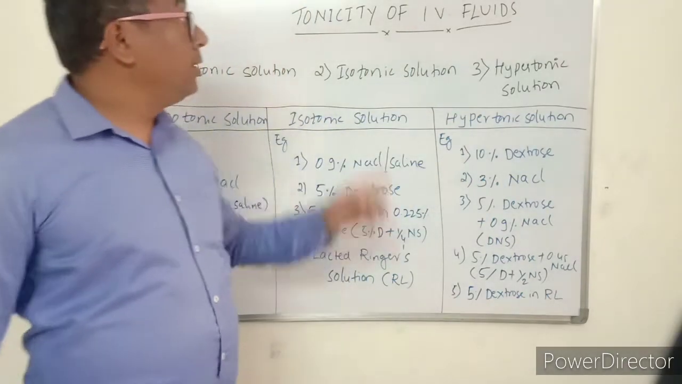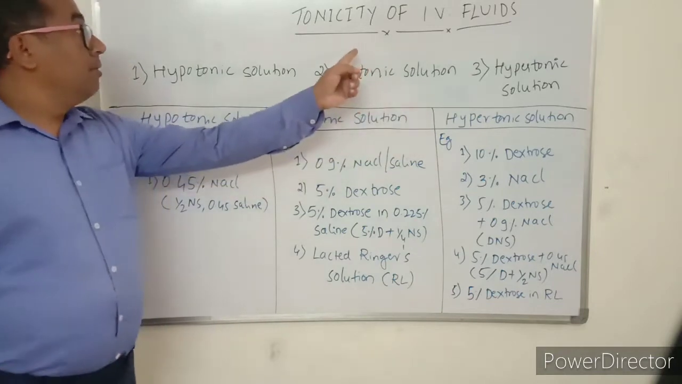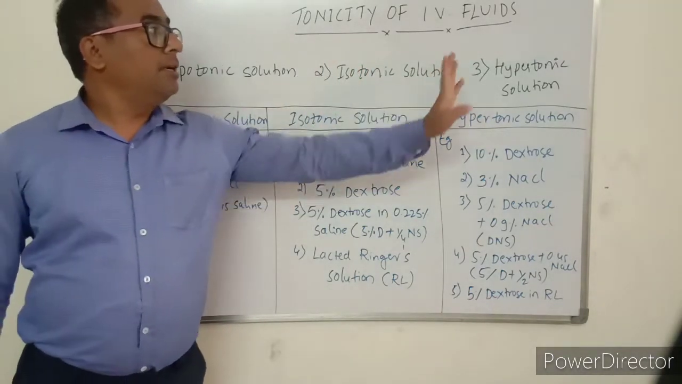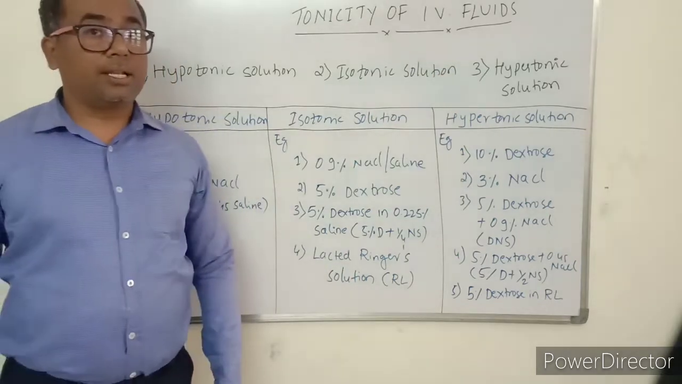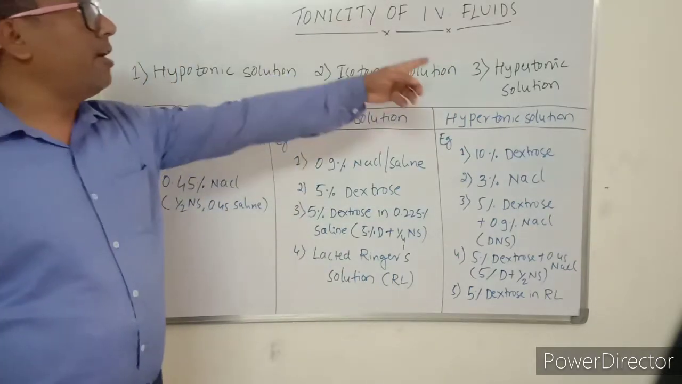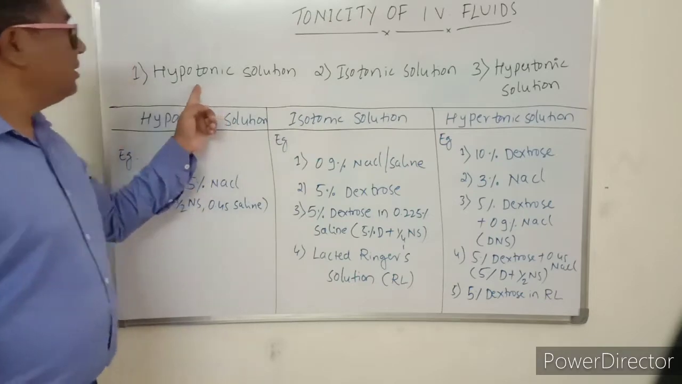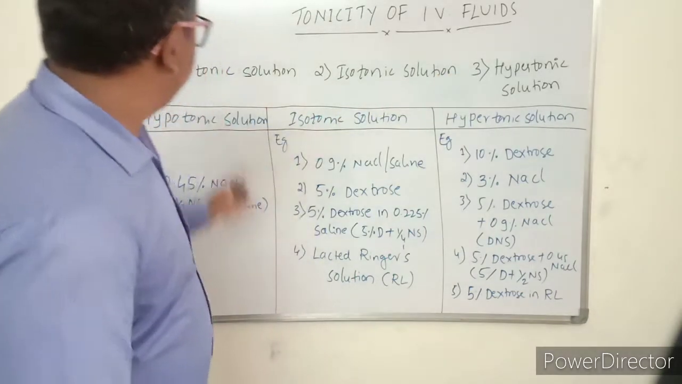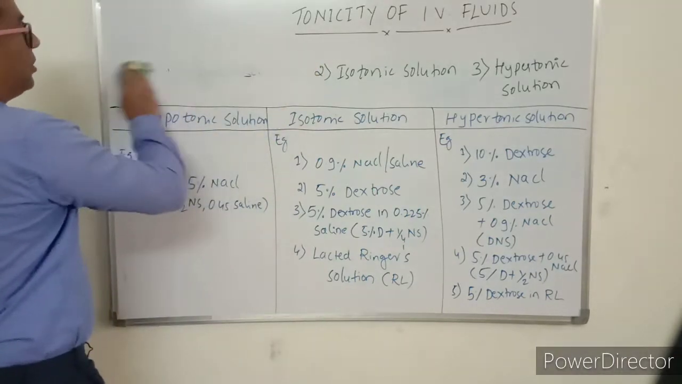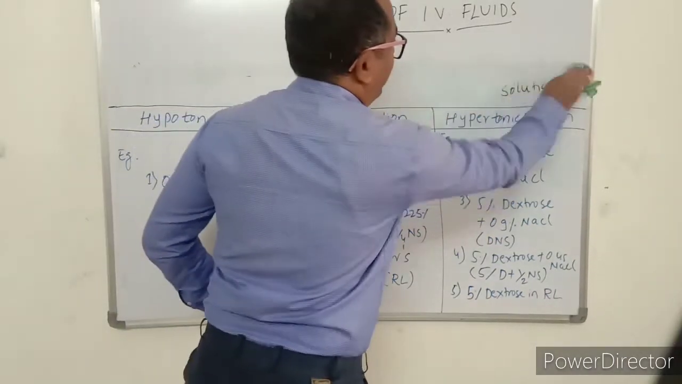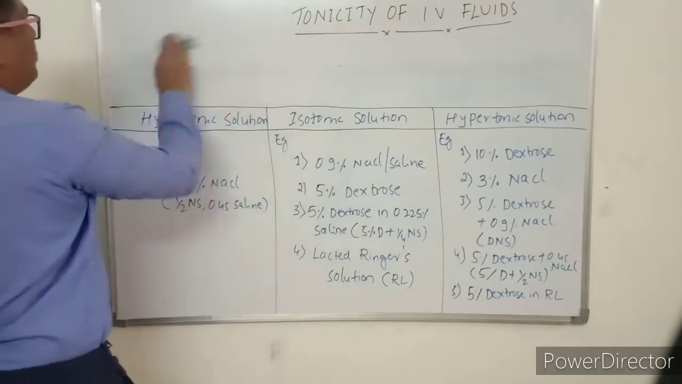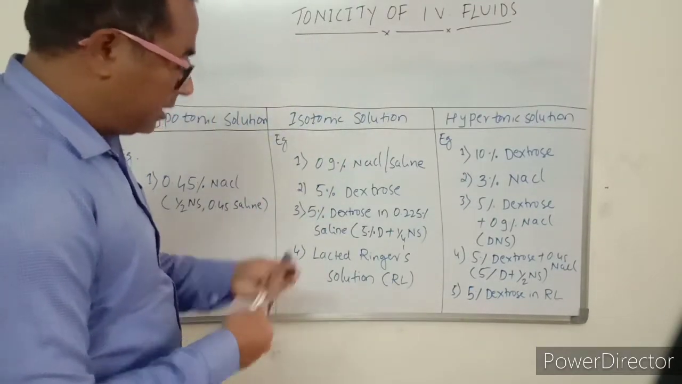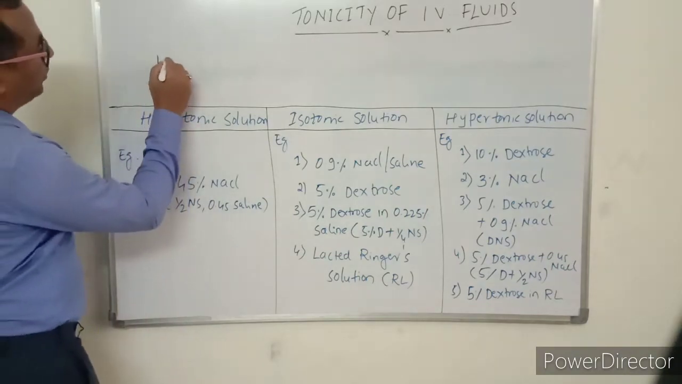In tonicity of IV fluids, we have classified into hypotonic solution, isotonic solution and hypertonic solution. There are three classifications in the tonicity of IV fluids. Let's see the meaning of all these: isotonic, hypotonic and hypertonic solution. First we will discuss hypotonic solution.